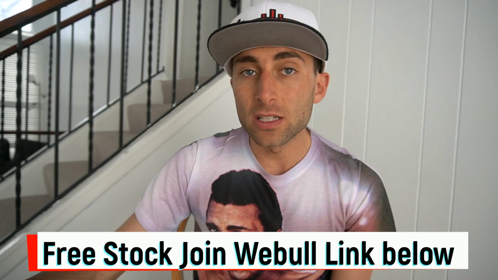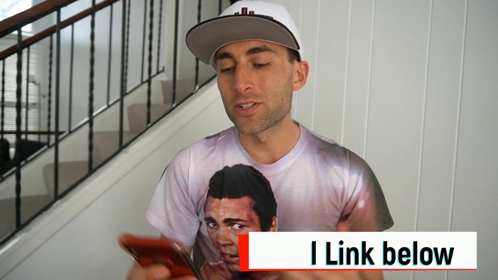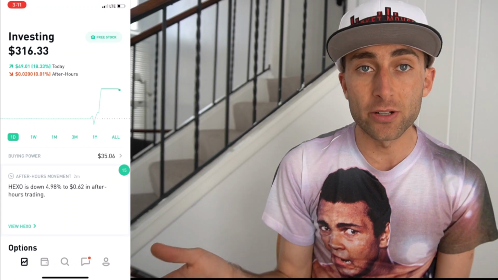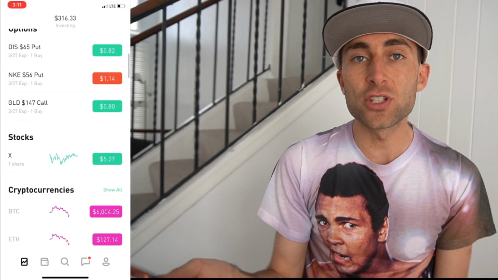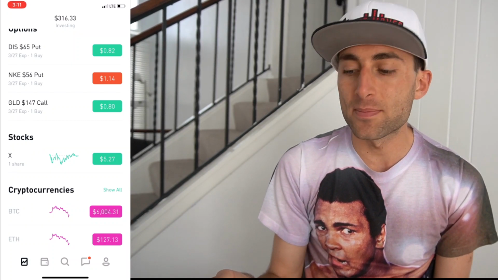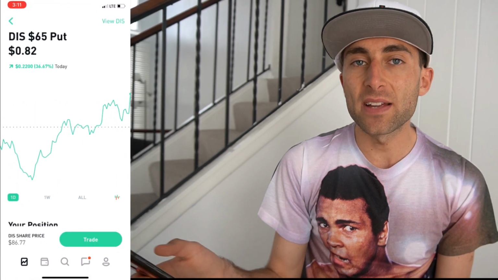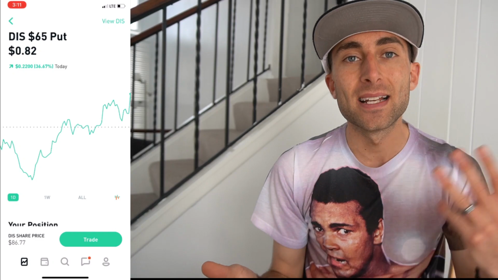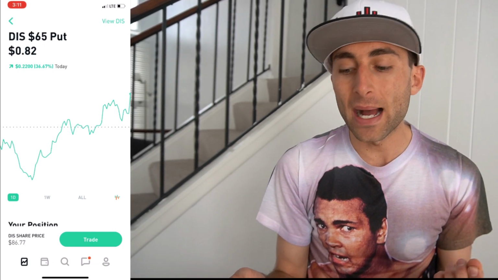So what you're gonna be looking at is my Robinhood screen. I know I'm showing you Robinhood, we're talking about Webull, but I'm doing a Robinhood small account challenge right now with my trading group. And right now we're holding Disney puts, Nike puts, we're also holding GLD calls. Here's the power of option trading. If I click this Disney puts, we have a 65 strike price put trading at $80. I spent 80 bucks. This is how many shares of stock I control with options. This is the power of option trading.